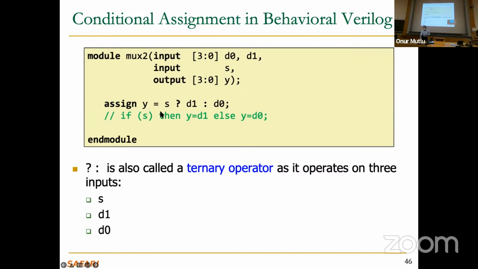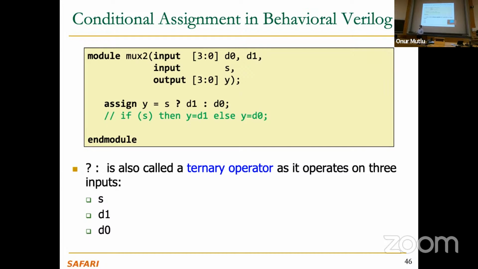Basically, you use this conditional or ternary operator. This says that y is equal to check x. If s is 1, then y is equal to d1. If s is 0, then y equals d0. That's essentially a multiplexing operation, right? And it's beautiful that we can describe it this way.